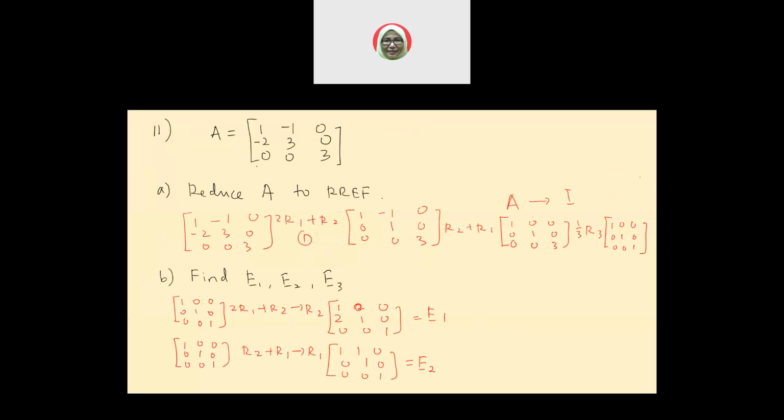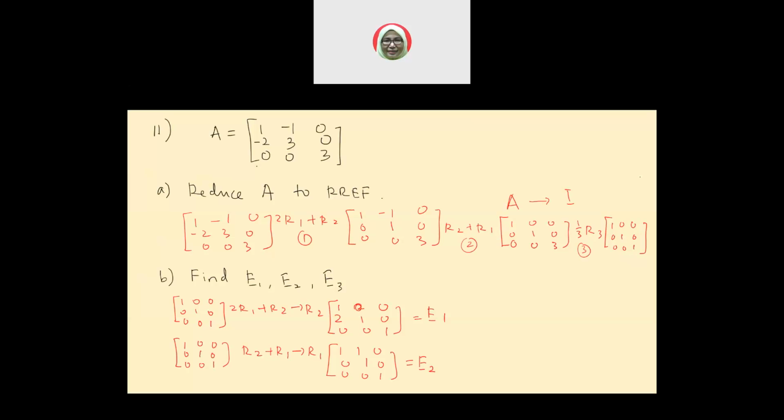Question 11, reduce A to RREF. In other words, reduce A to identity, so your end result should be identity. Take this matrix A, which is 3 by 3. Perform the first elementary row operation, 2R1 plus R2. The second arrow, R2 plus R1 changes in R1, and the third arrow, 1 over 3 R3. The last result matrix is the identity matrix.